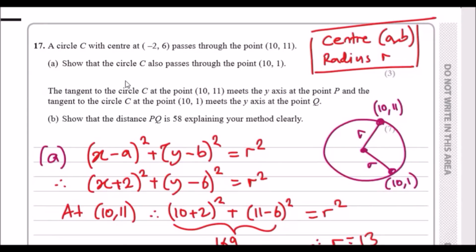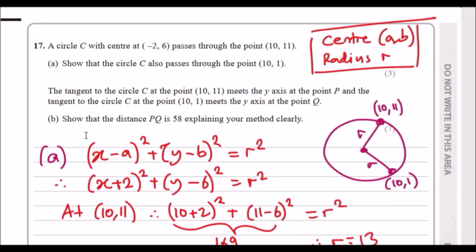Now show that the circle C, so the same circle, also passes through the point 10, 1. Now this is straightforward. To prove this statement, the whole idea is to show that they have the same radius. Because if this point was on the circle, and this point was on the circle, and this is the center, it must mean that the distance between them must be the same. So I just called it R for the radius. Okay, so that's just a little demonstration.